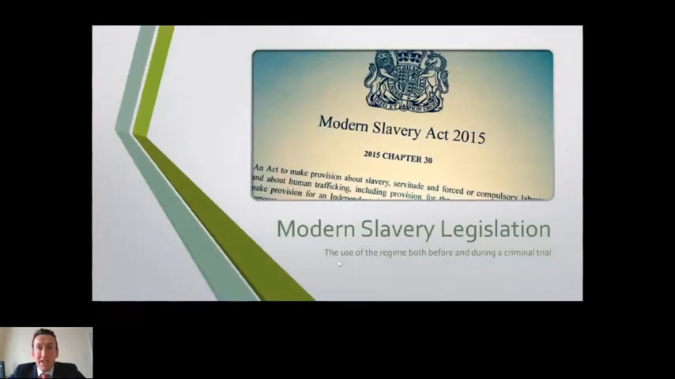What I'm going to look at in particular is the use of modern slavery as legislation, both before and during a criminal trial, with a particular focus on the national referral mechanism and the Section 45 defence.